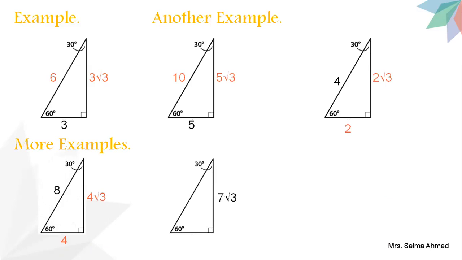If the leg in front of 60 is 7 root 3, I take the 7 as x, so this is the shortest one, and then I get the hypotenuse by doubling 7 to be 14. Another one: if the leg in front of 60 is 6 root 3, I take 6 as x, so it is the short leg, and then I double it to get the hypotenuse, which is 12.